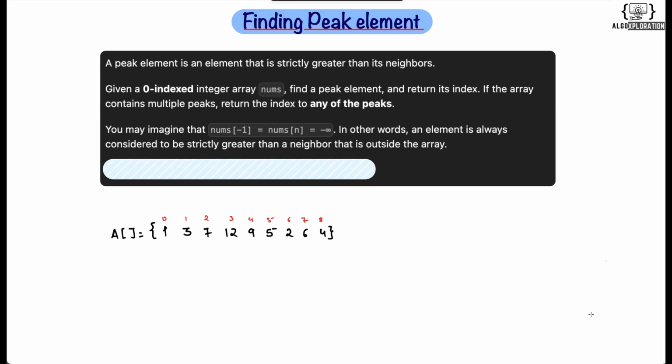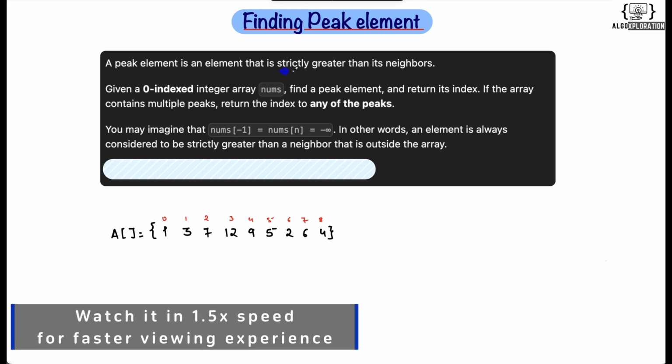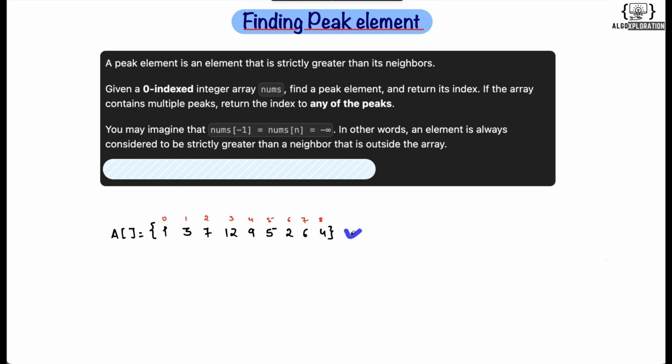So hi, in today's lecture we are going to see how to find the peak element. Now the peak element is an element which is strictly greater than its neighbors. They are giving us an array in which we have to return the index of the peak element. So, talking about the condition.